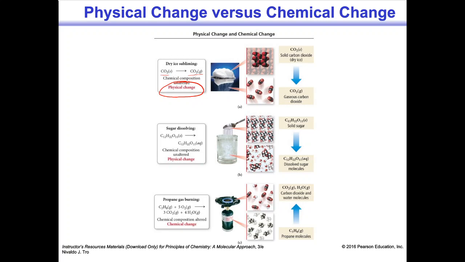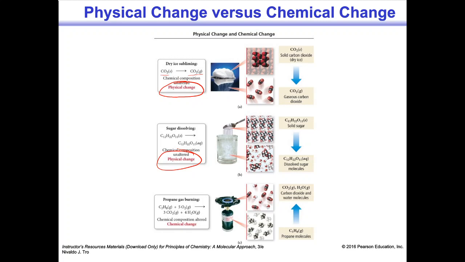Okay, what about sugar? We're going to dissolve sugar into water, maybe we're making some tea or something like that. We take solid sugar, add it to the water, and we get out aqueous sugar. We're starting from C12H22O11, and we're getting back out C12H22O11. So we haven't altered the chemical composition in any way. All we've done is dissolve it. We've made it go from a solid state to an aqueous state, which just means it's dissolved in water. We haven't changed it in any chemical way, therefore that's also a physical change.